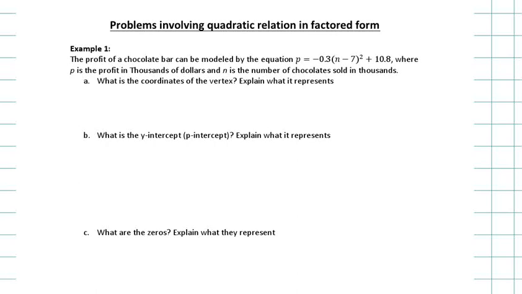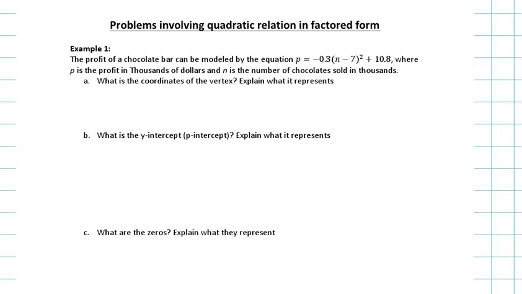So the profit of a chocolate bar can be modeled by the equation P equals negative 0.3 (n minus 7) squared plus 10.8, where P is the profit in thousands of dollars and n is the number of chocolates sold in thousands. So it's very important that when you're reading the question, you're understanding what the question is saying, right? So it gave you the profit formula, and it tells you that P is what? What does the letter P represent? Profit. And how much? In thousands.